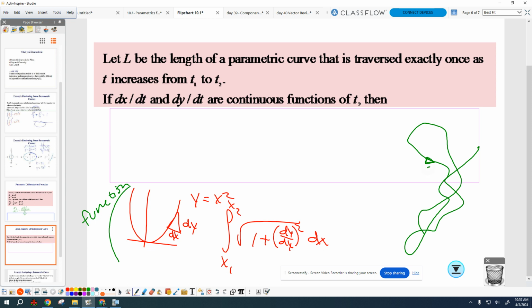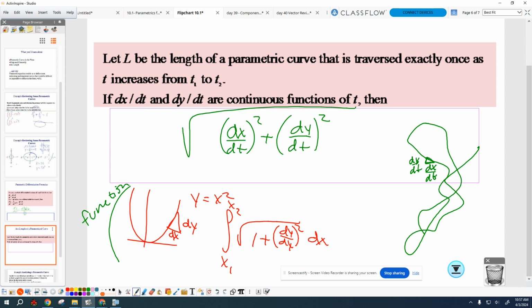This is dx, that is dy, but if my things are parametrically defined, they're dt's. So the arc length: the change in x squared plus the change in y squared under the square root. And I'm going to be integrating with respect to how time is changing.